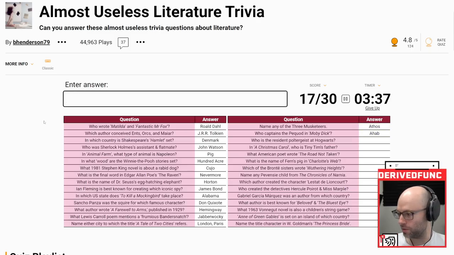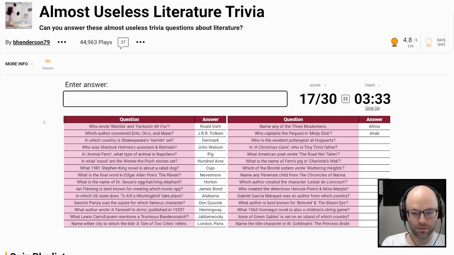Resident poltergeist at Hogwarts. I'm going to be honest, I'm not even embarrassed. I have no idea. I'm going to say that the resident poltergeist is Madame Badspell. Okay, no? In A Christmas Carol, who is Tiny Tim's father? Jim Cratchit. Jim Cratchit? Cratchit? It's Jim Cratchit? Can I get some help? Can I get some help on this one?